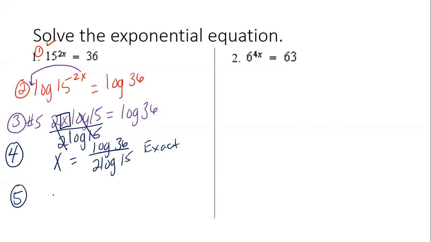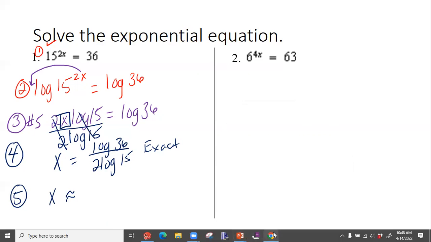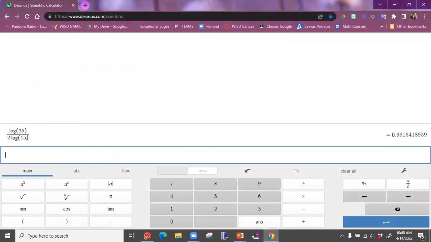Step 5 is to evaluate using a calculator. So we're going to get an approximate value using our calculator. As of right now, we're going to use Desmos Scientific because we don't have any handhelds in our classroom. So I'm going to go to Desmos Scientific and I'm going to type in log 36 divided by 2 log 15. And that's what this looks like. So log 36 divided by 2 log 15.